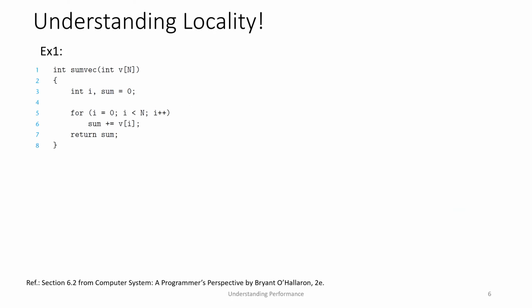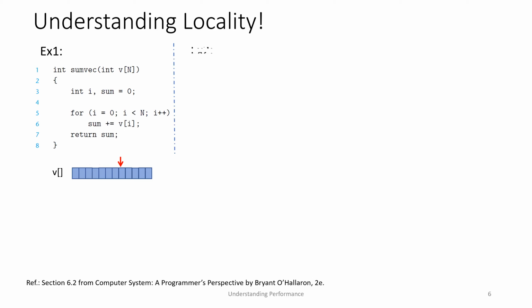Here is a small code snippet. We are just adding the elements of an array V. The sum is more like an accumulator. We are just going through each element of V and adding it. So if we look at the accesses of this array V, we will start with the first element, go to the second, then third, fourth, fifth, and so on. So you see that there is some notion of spatial locality here.